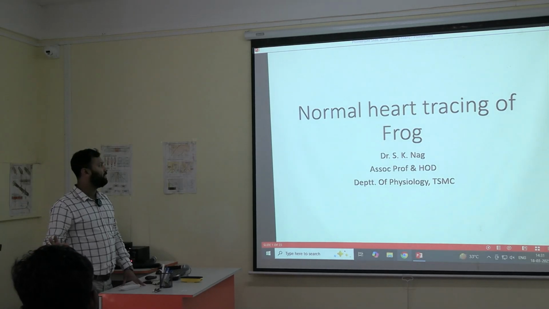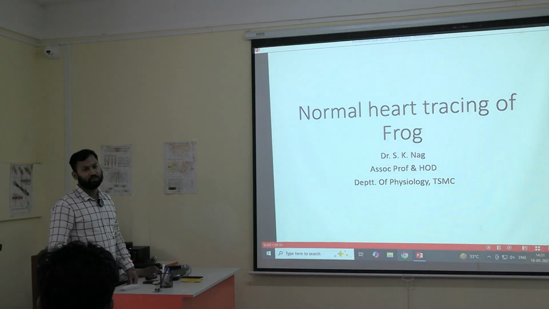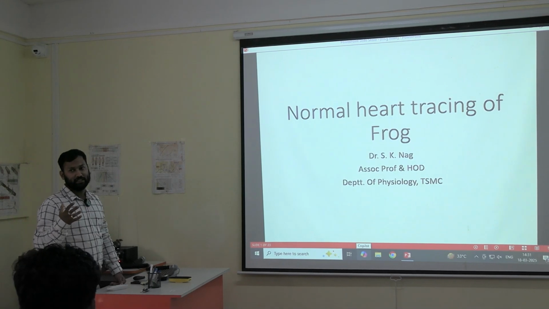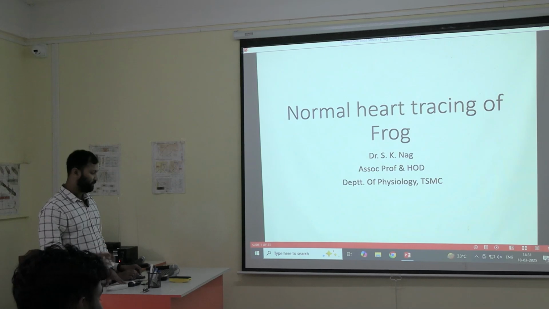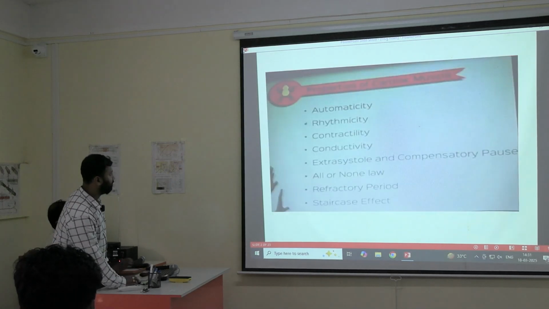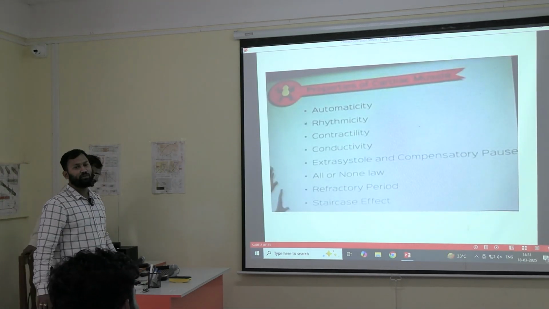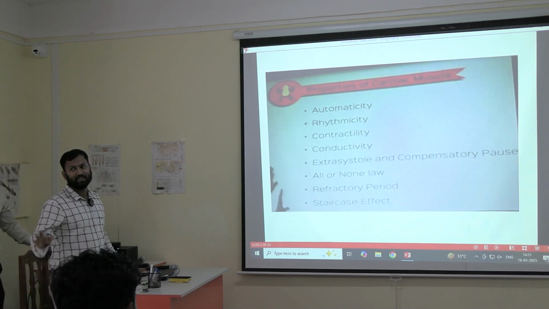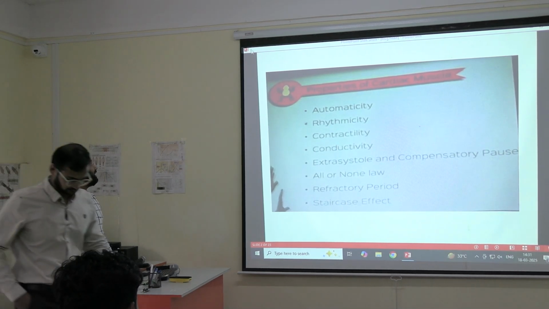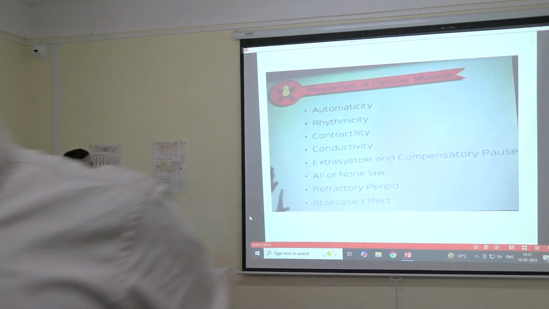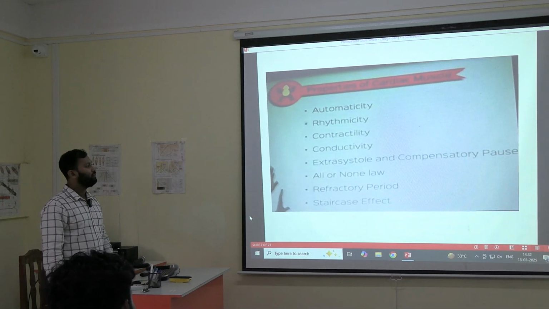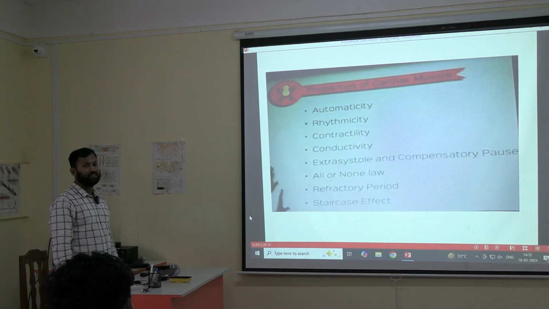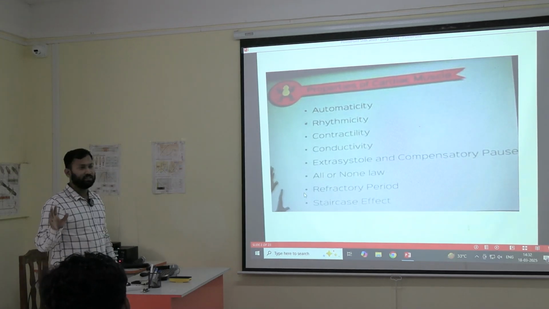So today we are going to read about cardiac activity of frog, means the activity of the frog heart. So why are we studying this experiment? What are the objectives? By this we will learn about the properties of the cardiac muscle, which are automaticity, rhythmicity, then contractility, conductivity, extrasystole and compensatory pause, all or none law, refractory period, staircase effect. For studying these properties, we are doing this experiment today.